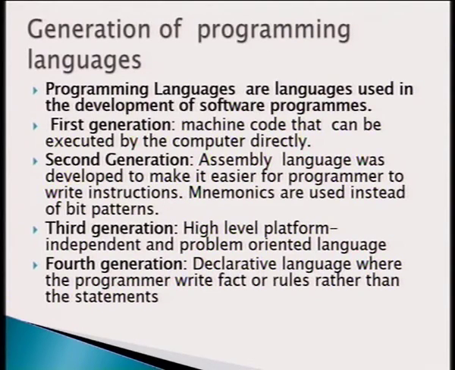Then we've got the second generation of programming language. It's an assembly language that was developed to make it easier for programmers to write instructions. And then we've got the third generation. This is a high-level, platform-independent and problem-oriented language. And then we have the fourth generation. This is a declarative language where the programmers write facts or rules rather than statements.